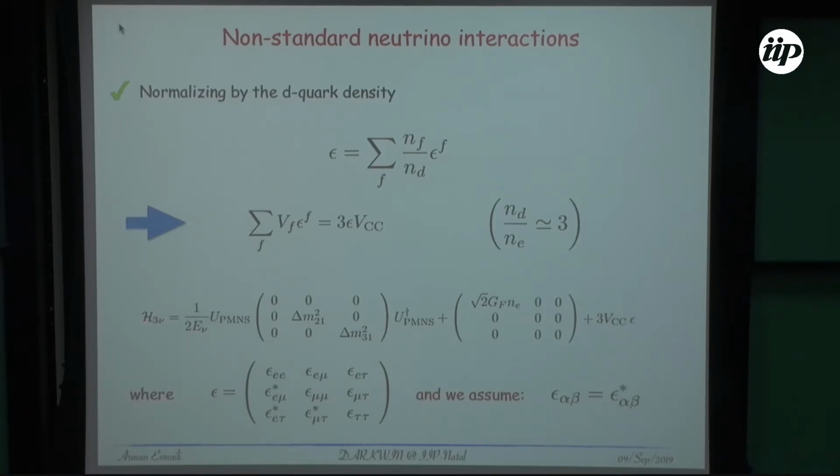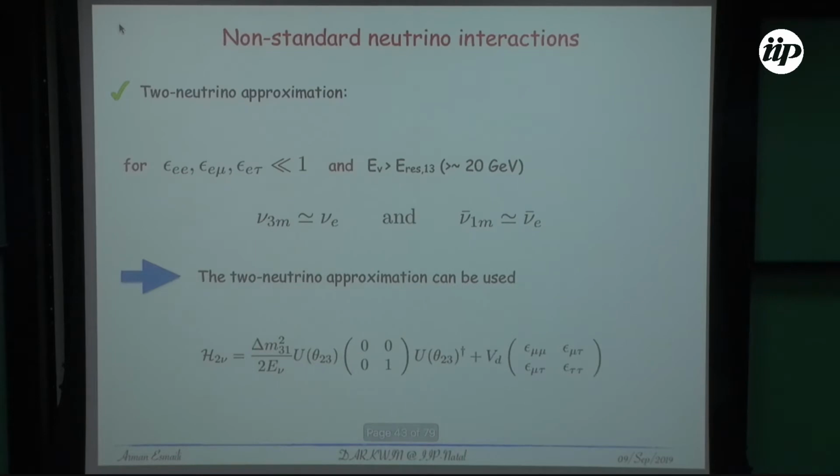This part is the standard oscillation. This is the effective matter potential because of the Earth for the electron neutrinos. And this is the non-standard neutrino interaction, which is a 3 by 3 matrix parameterized by these epsilons, which in principle can even be complex numbers, but I'm going to assume that they are real. So you can do a 2 by 2 approximation.